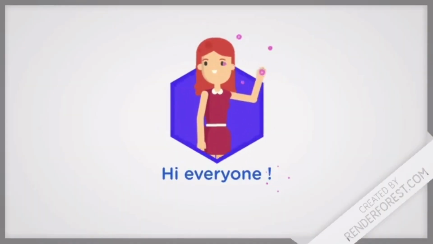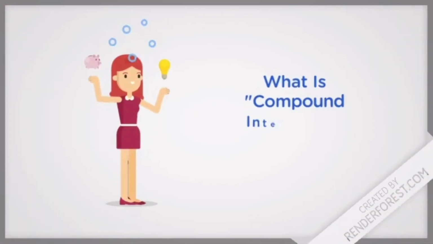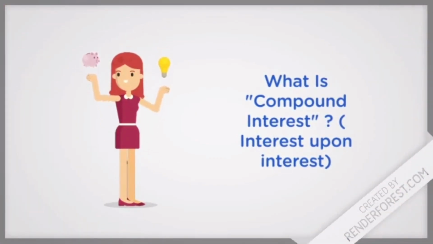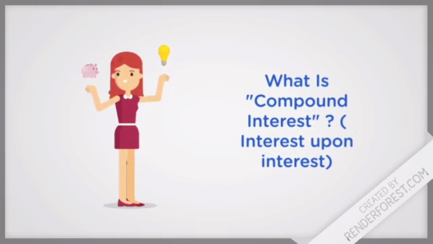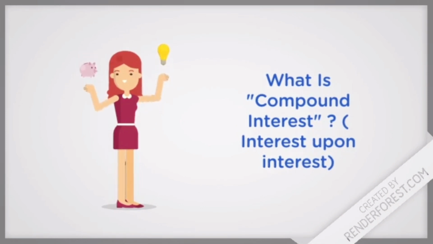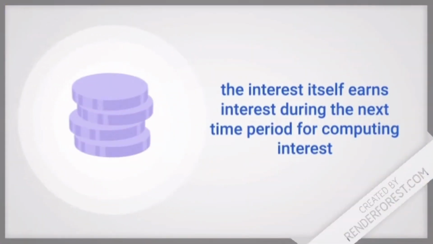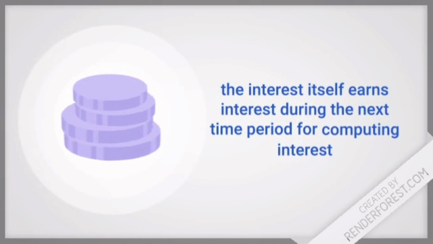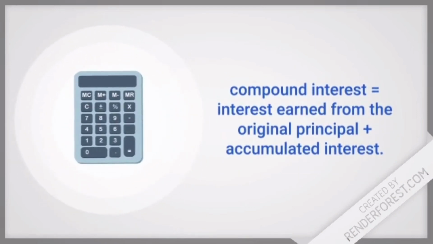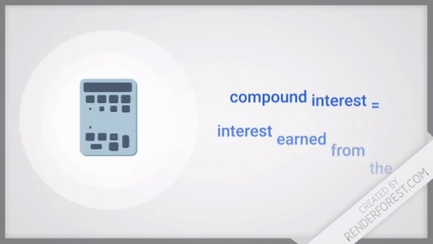Hi, today I am going to explain to you about compound interest. What is compound interest? Compound interest is interest upon interest, where interest is added to the principal, the initial amount, and the whole principal plus interest is treated as the new principal for the calculation of the next interest period. Because the interest is added to the principal, the interest itself earns interest during the next time period of computing interest. Therefore, compound interest equals interest earned from the original principal plus accumulated interest.